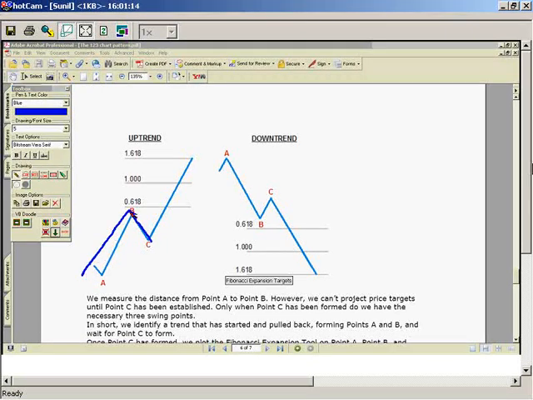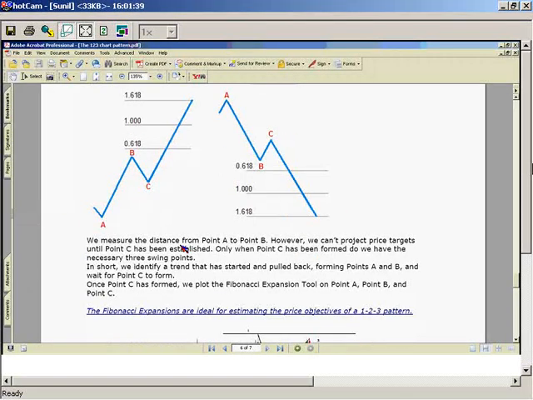This is an uptrend. This is a 1, 2, 3 formation. You need 3 points. The logic behind it, again, theory, I will not really go over the theory part of it for the simple reason that they are standard on every charting software, right? But usually what you do is you measure A to B, and once you have your point C, you wait for your point C to form. Once you have your point C, you plot the fib expansion tools.